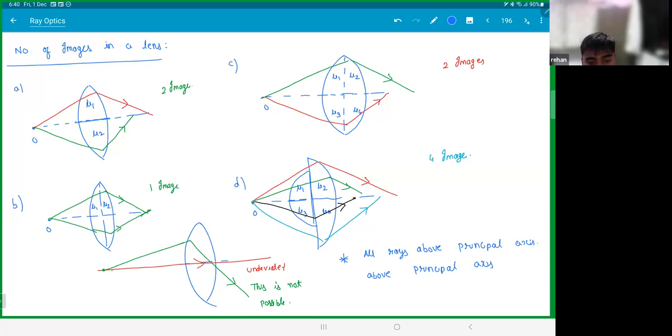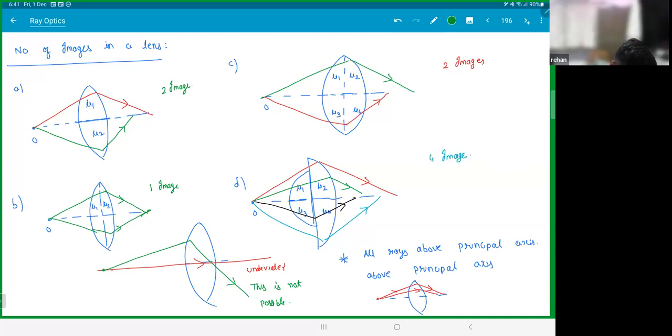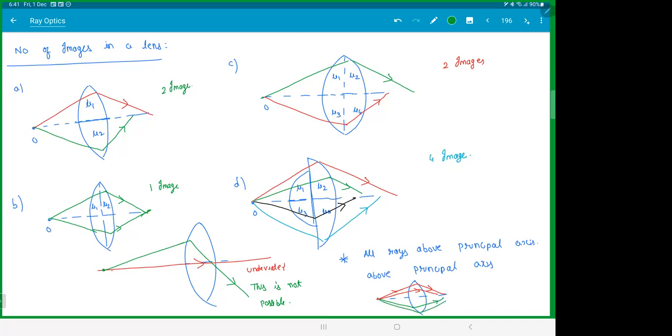Can you repeat what is the meaning of all rays above the principal axis? Meaning, if any light ray above the principal axis goes like this, it will stay above only. It will not go below the principal axis, meaning it will not cross like this. Any light ray that goes below will stay below only until it crosses the principal axis outside. Within the lens, you won't find anything like this. Once they come outside, they can cross. We are talking before coming out.